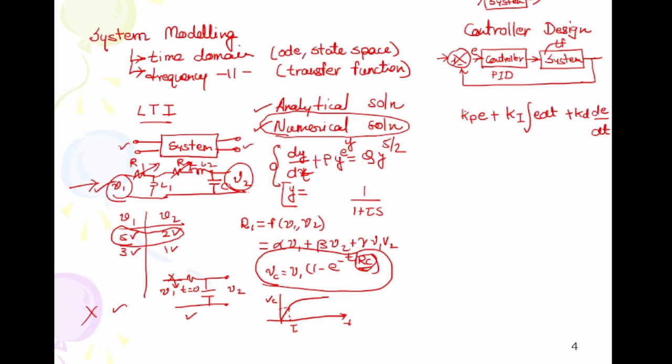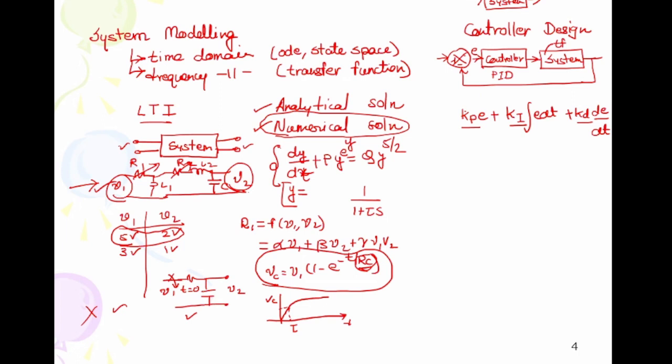Hence we went for this controller design. We have converted the open loop system into a closed loop system. Now the problem is how to get the value of Kp, how to get the value of Ki, and how to get the value of Kd. So this is your problem. But what is your objective? Your objective is that the response of the system should be proper.